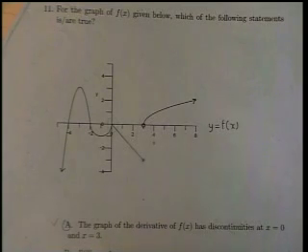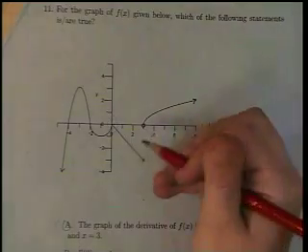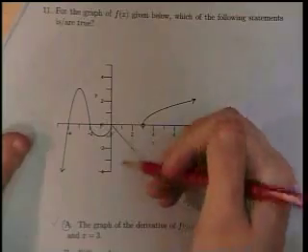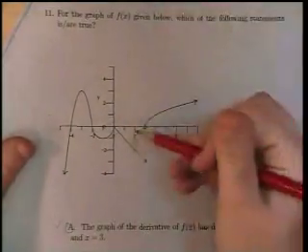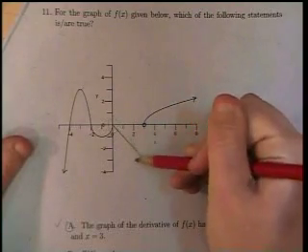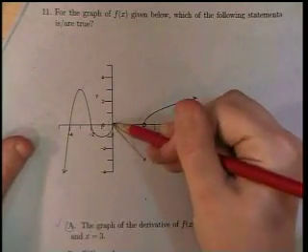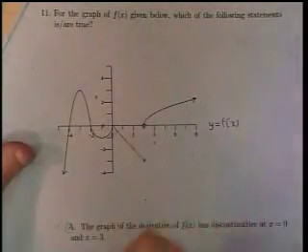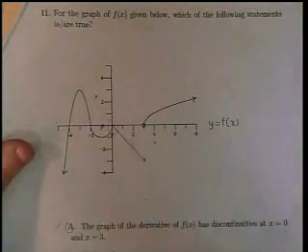B says f prime of 2 is equal to -1. And so this is x equals 2. So the slope of this graph here, it's a line, and we can figure that out by going down 1 over 1, down 1 over 1, down 1 over 1. So we know that this line from 0 to 3 has a slope of -1, so f prime of 2 does have the slope of -1, so B is also true.